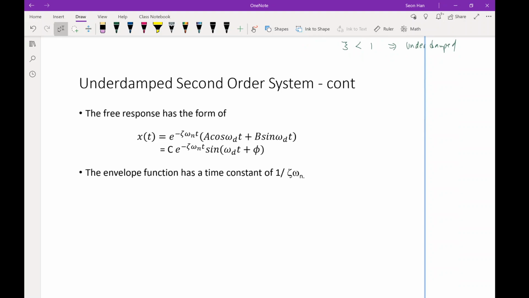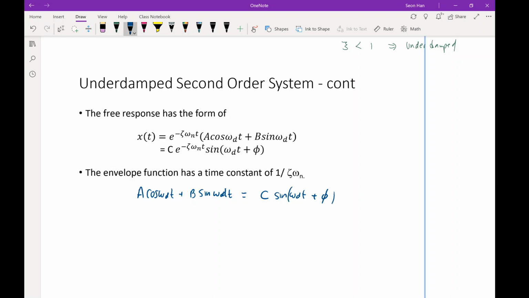So this is continued from the last slide. For the underdamped second order system, you have a free response that looks like this, an exponential decaying function times sine and cosine. Another way to write it is in the amplitude and phase form. So you can rewrite A times cosine omega d t plus B times sine omega d t equals C times sine omega d t plus phi.